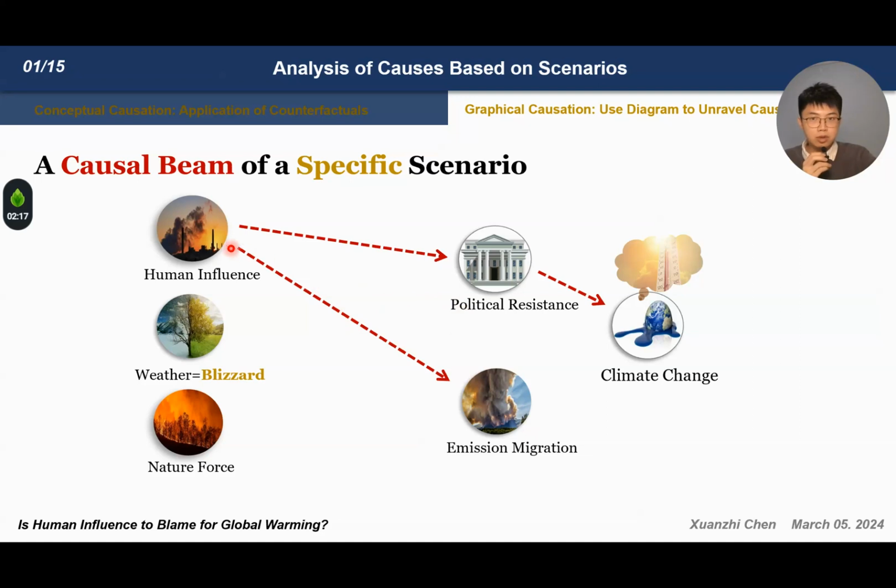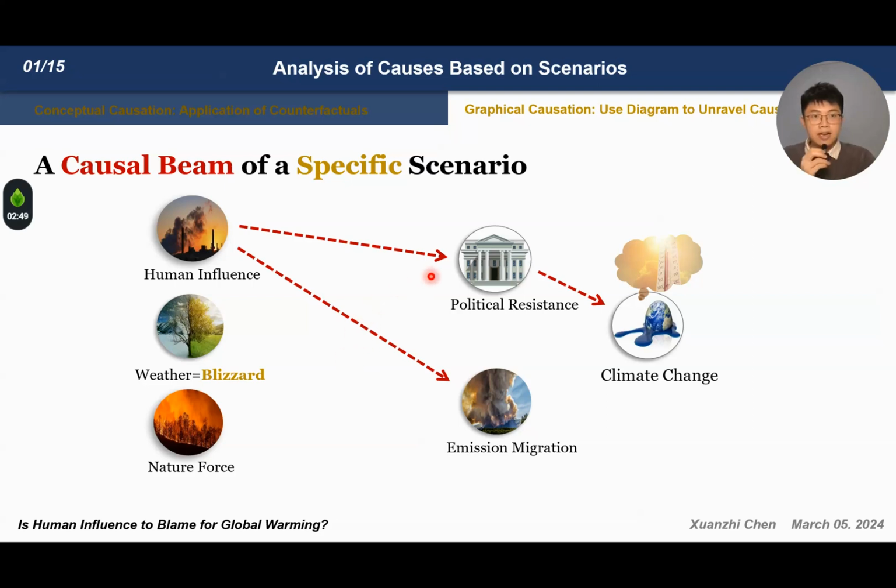And this comes down to a new terminology, and this is equally important. We call this new causal diagram the causal beam. We don't talk about many details about the causal beam, but a rough conclusion we need to remember here is that a causal beam is a specific causal diagram designed for a specific scenario, and the defining feature of a causal beam is to help us determine which one is the actual cause.